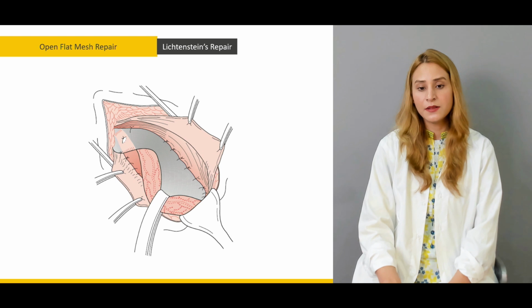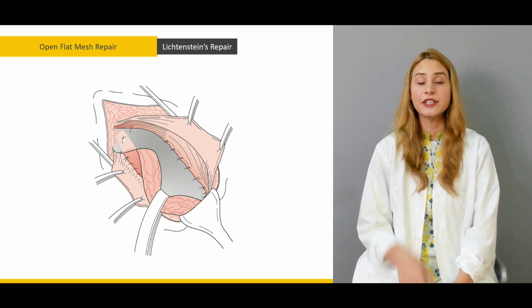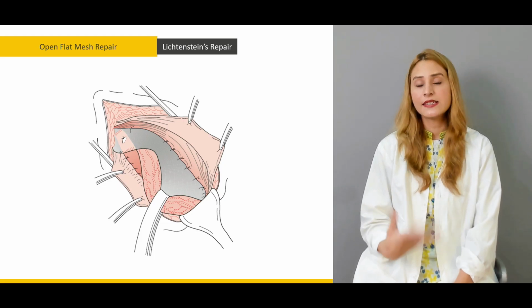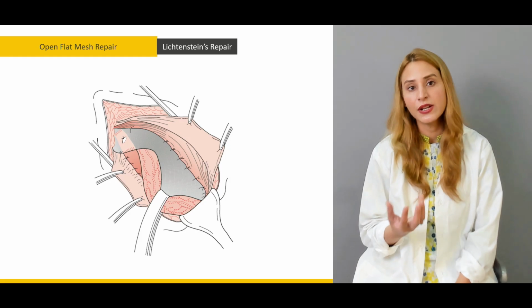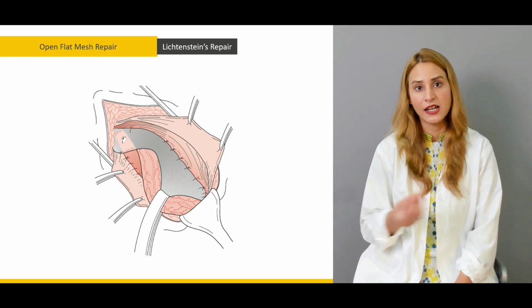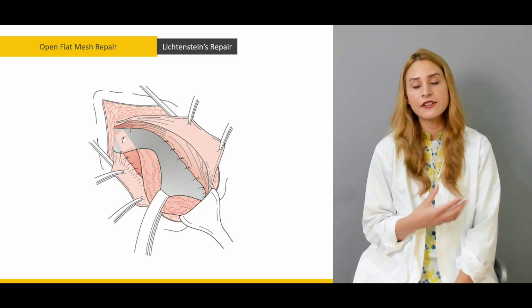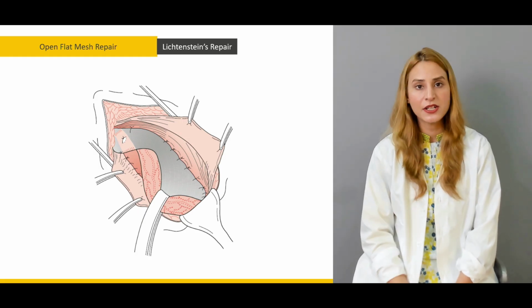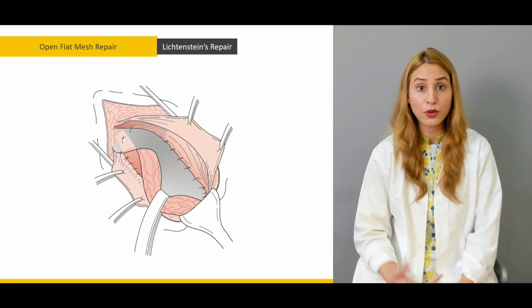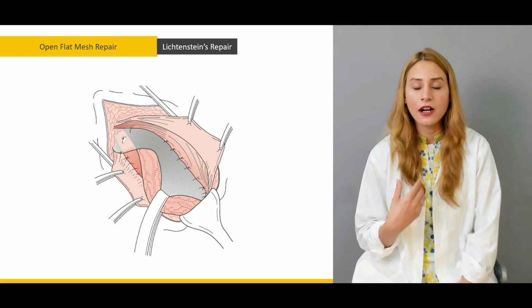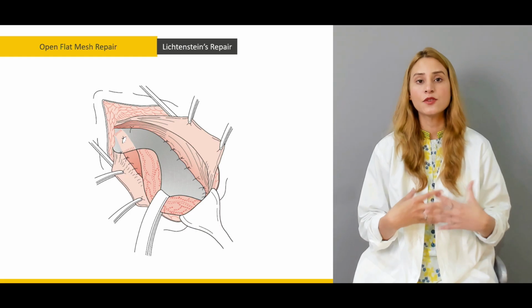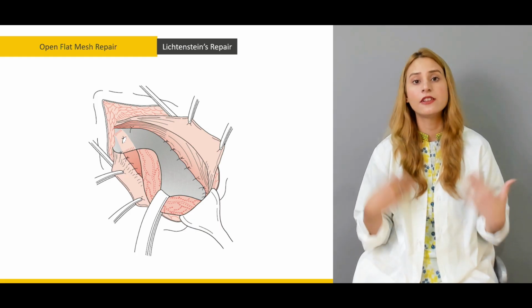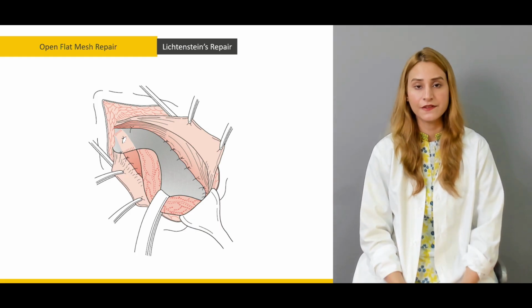There's another repair, which is the Lichtenstein repair. In the Lichtenstein repair, you put a flat mesh. It's very much similar to the open repair, but the only difference is that you put the flat mesh. There are different kinds of meshes: there are chemical meshes, biological meshes, polypropylene meshes. They are very helpful, including in wound healing, and there's a low recurrence rate with the use of flat meshes.